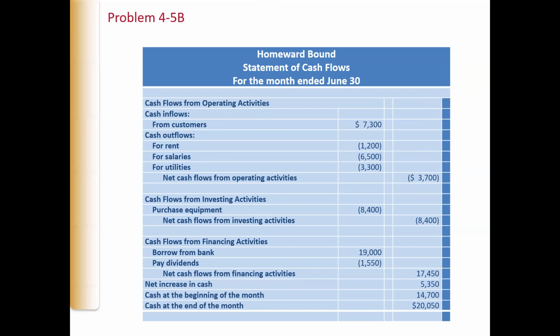Then we show the net change in cash between these: minus 3,700, minus 8,400, and plus 17,450. The net increase in cash is 5,350. We show the cash at the beginning of the month and then the cash at the end of the month.